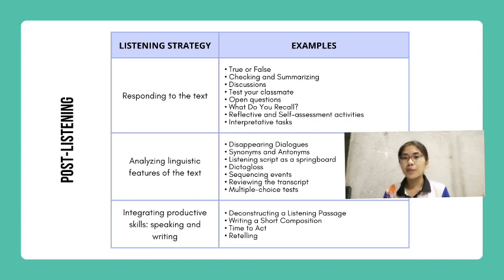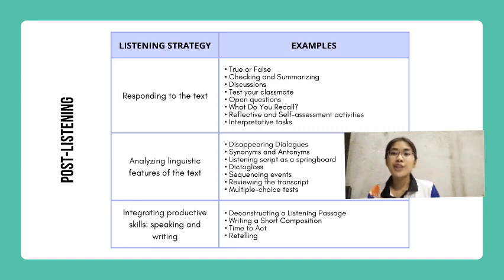The first example is true or false. The teacher can prepare a series of statements and the students will determine whether those statements are true or false. And if the students can answer the questions about the text correctly, those true or false questions, then it means that they really listened and understood the text.